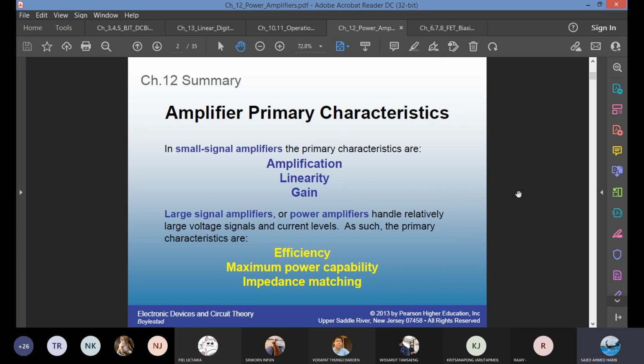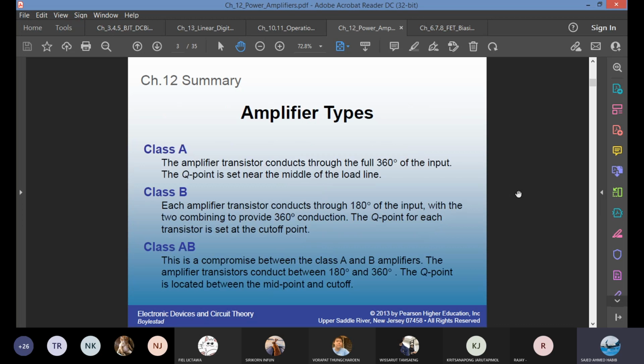For the small signal amplifier, we are mainly concerned about the gain and linear operation. For high power or large signal amplifiers, since power consumption also creates a lot of heat, we are concerned more about efficiency and power capability. For class A, it will give you an output for the full 360 degrees of the input cycle. The Q point will be in the middle of the load line. You know what a load line is.